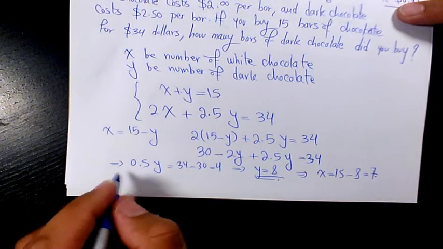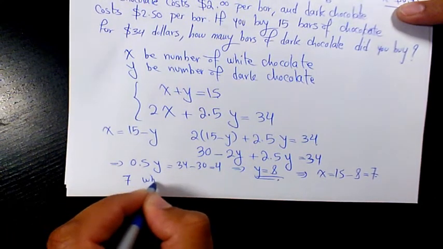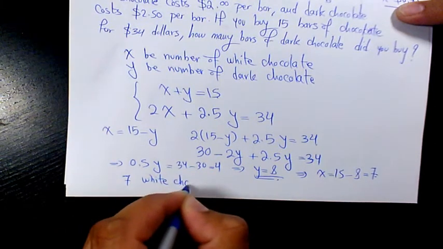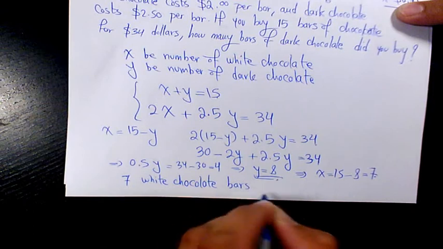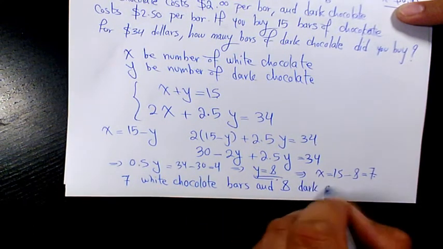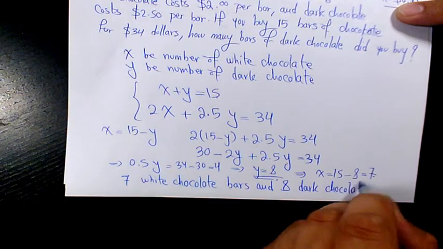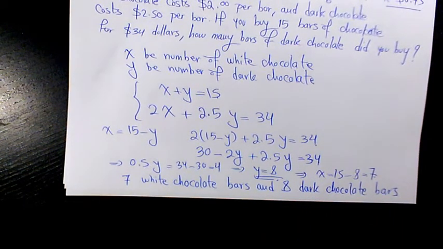So we have 7 white chocolate bars and 8 dark chocolate bars. That's going to be the answer.